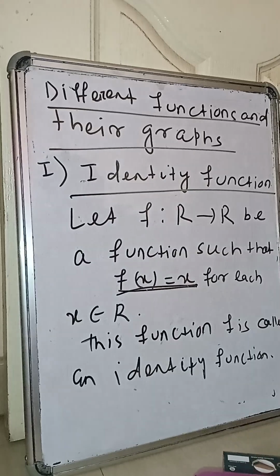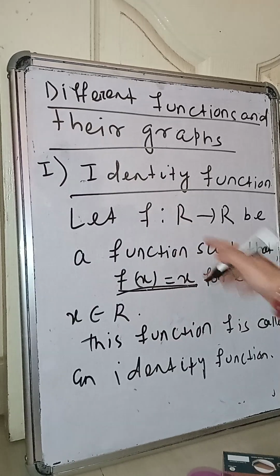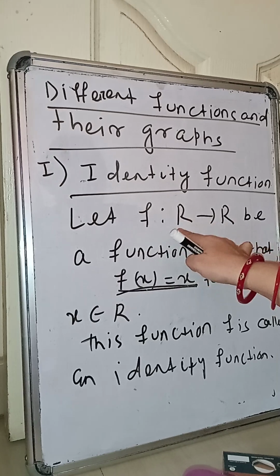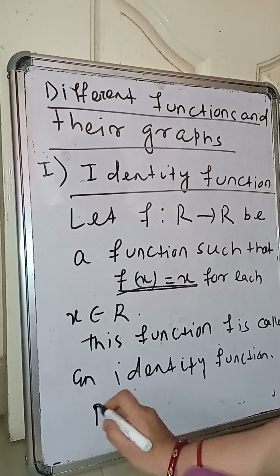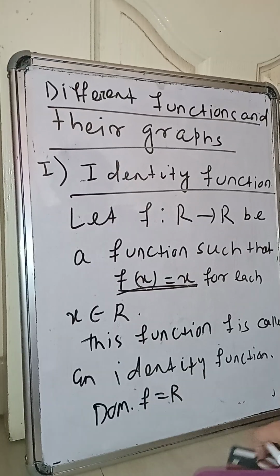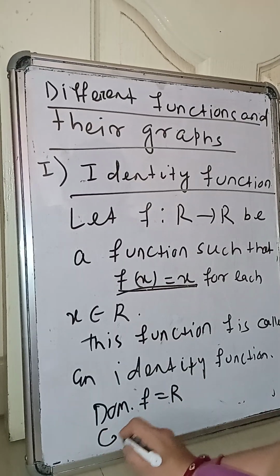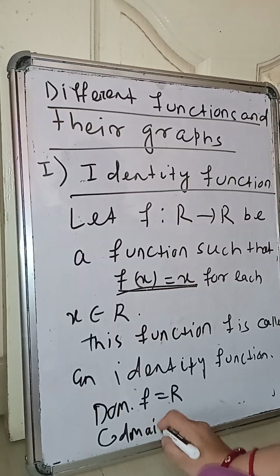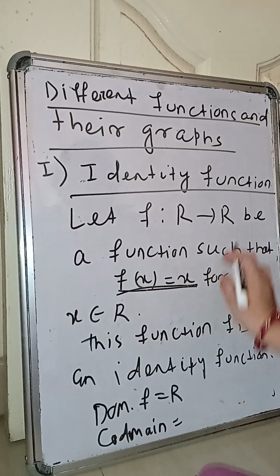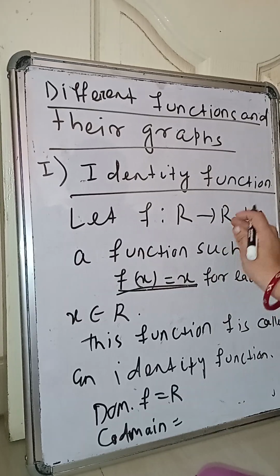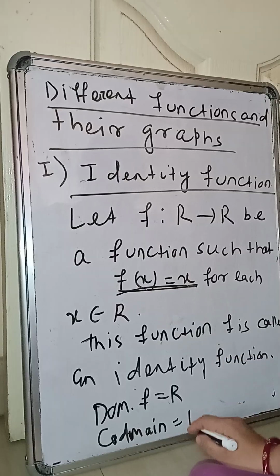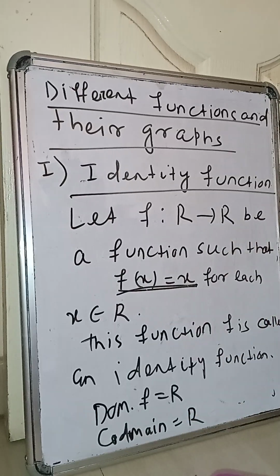So in this case, what is your domain? The domain of the function is whatever elements you are considering from the given set. In this case, the domain of the function is the set of real numbers R, and your codomain is the second set where you are finding the images of this function for each element from the domain set. That is, your codomain is also R.